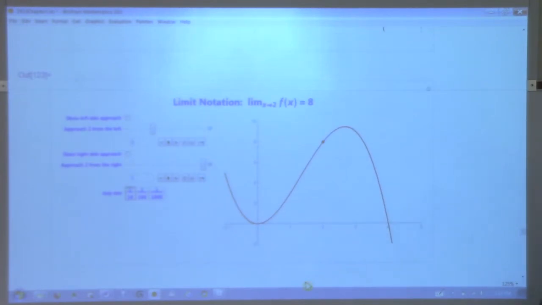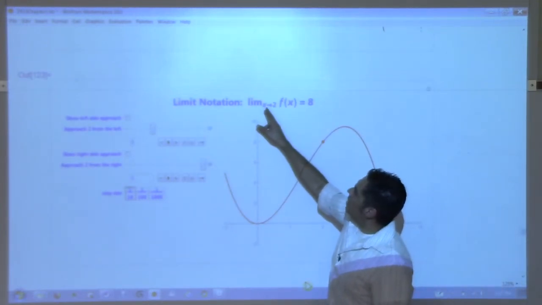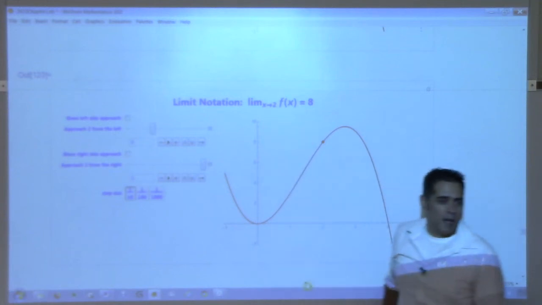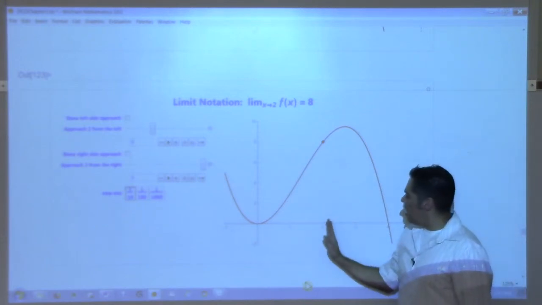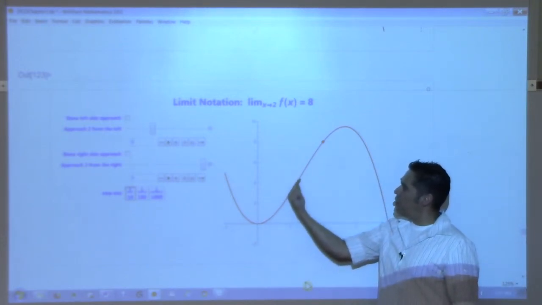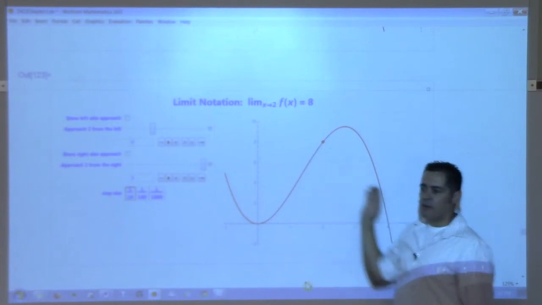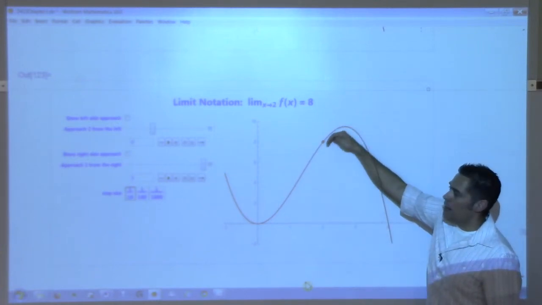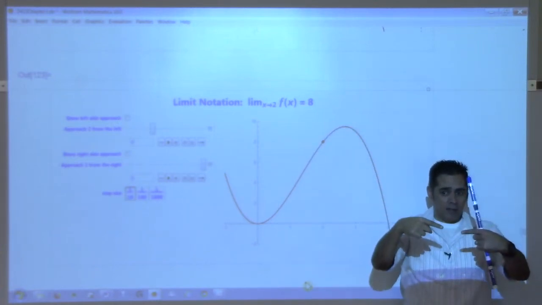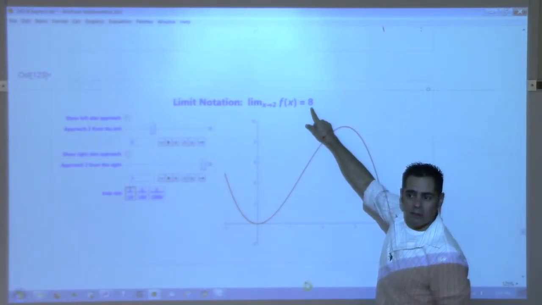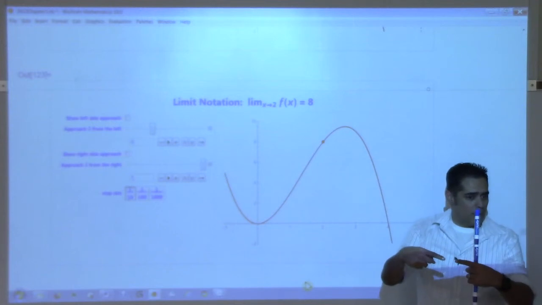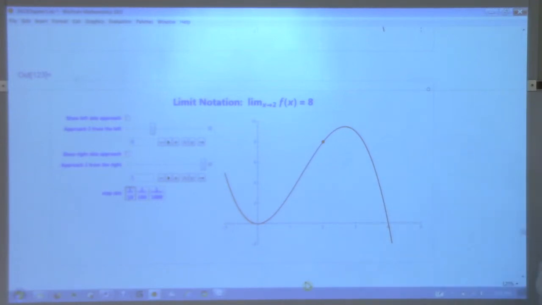Look at this one. Limit as x approaches 2. Do you see a plus or minus there? Which means you have to check both sides. From the left-hand side, as I approach 2, where am I headed? 8. And from the right-hand side, where am I headed? 8. They're both headed to the same place. And that means I can write that this is 8, because both sides go to the same place. What if they didn't?